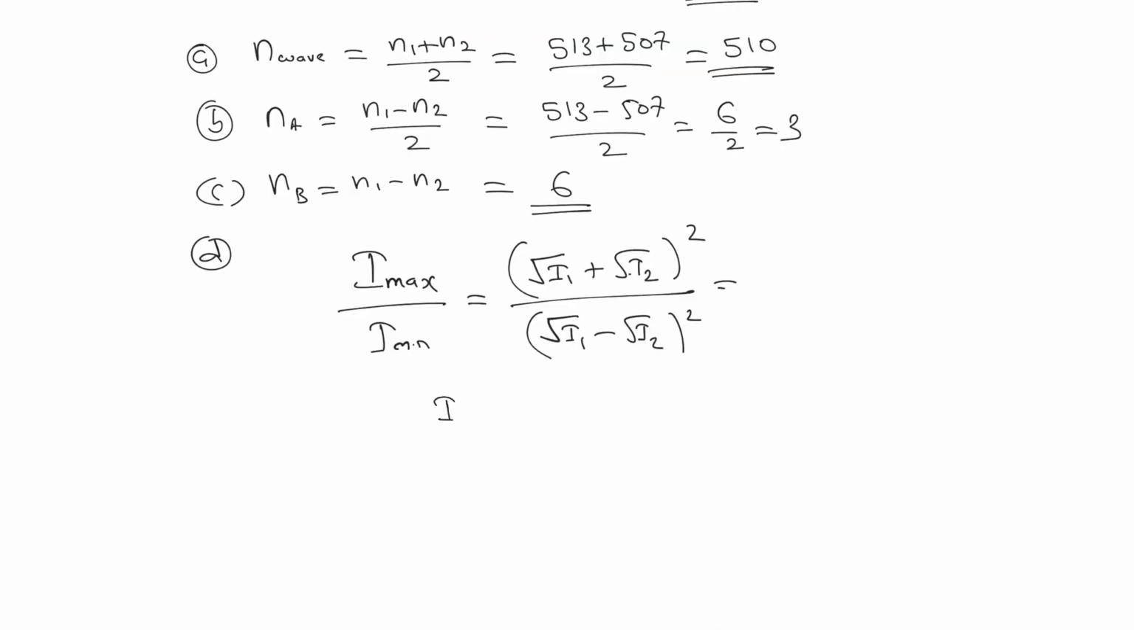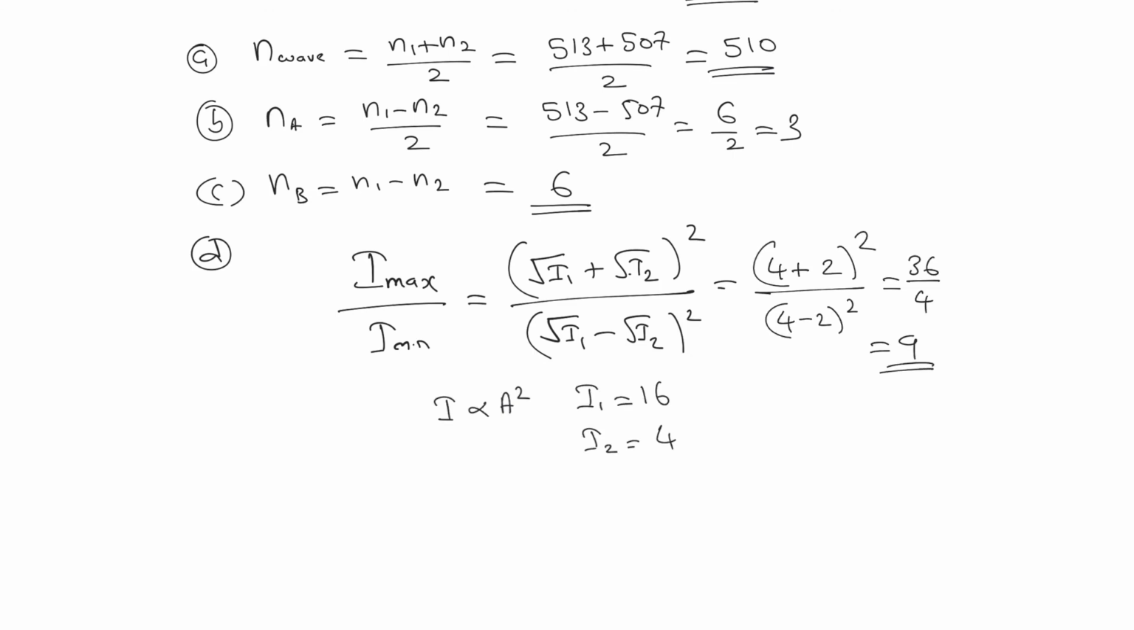And we know that intensity is directly proportional to the square of amplitude. So the intensity of the first, we can take as 16, and the intensity of the second, we can say, is 4. So if you're taking root of I1, which we can take as 4, plus 2 the whole square divided by 4 minus 2 the whole square. So we can write this as 6 square, that is 36, divided by 2 square, that is 4. So they will be in the ratio 9:1.